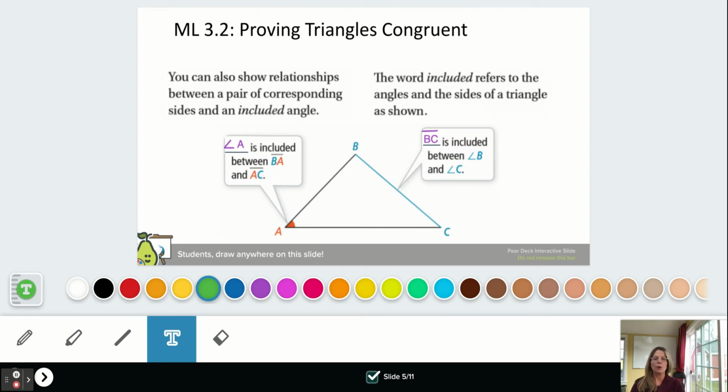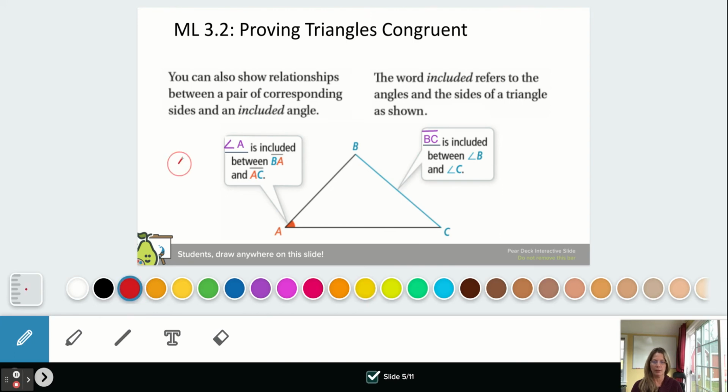Now, one thing you need to know is that the word included in geometry has a different meaning than included, let's say, with a group of friends. Included in geometry means in between. And so right here, angle A is included between sides BA and AC. Angle A is included. Notice the way we make the angle symbol, kind of like that, not exactly a less than. Sometimes you'll see it this way.